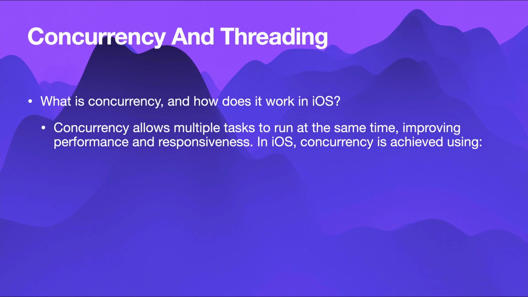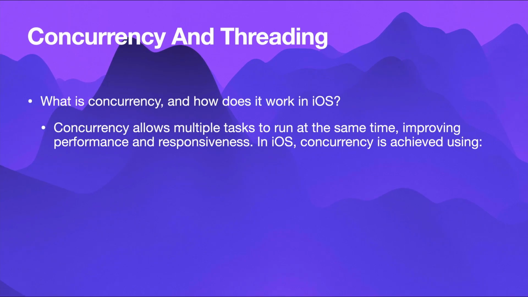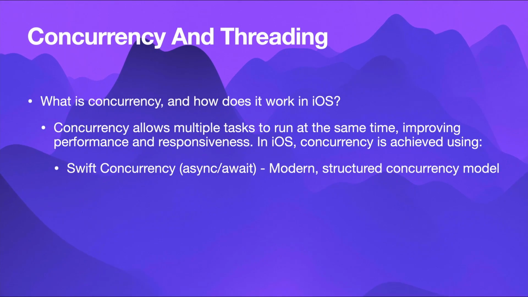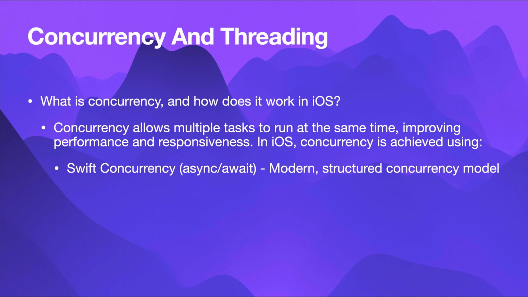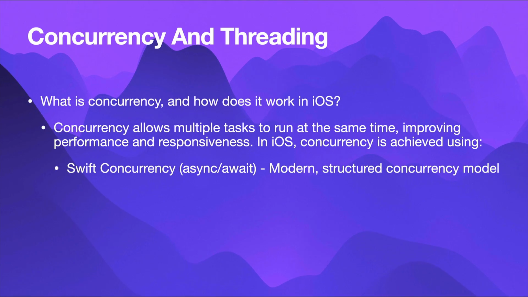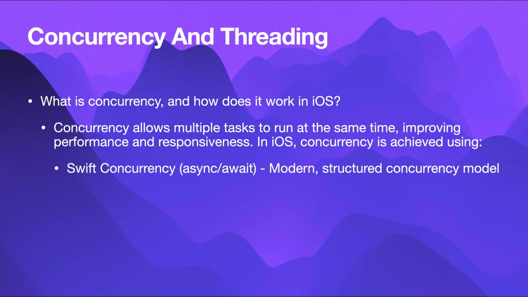Okay, so it's pretty simple. Concurrency allows multiple tasks to run at the same time, improving performance and responsiveness. In iOS, concurrency is achieved by using a few different things. One, we have Swift concurrency, which is the modern structured concurrency model that was released in Swift 5, I believe, and that uses things like async await, tasks, task groups, async let, so on and so forth. But there are other means of achieving concurrency in Swift.